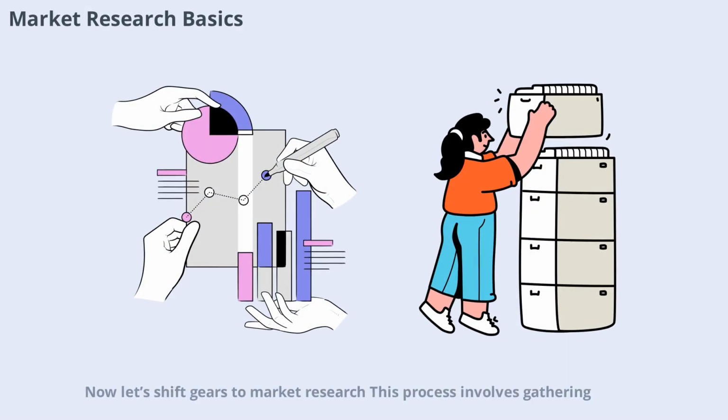Now let's shift gears to market research. This process involves gathering, analyzing, and interpreting information about a market. It helps businesses understand their target audience, competitors, and overall market trends. Effective market research is the foundation for making informed business decisions, launching new products, and staying ahead of the competition. Let's explore how market research works and why it's so valuable.